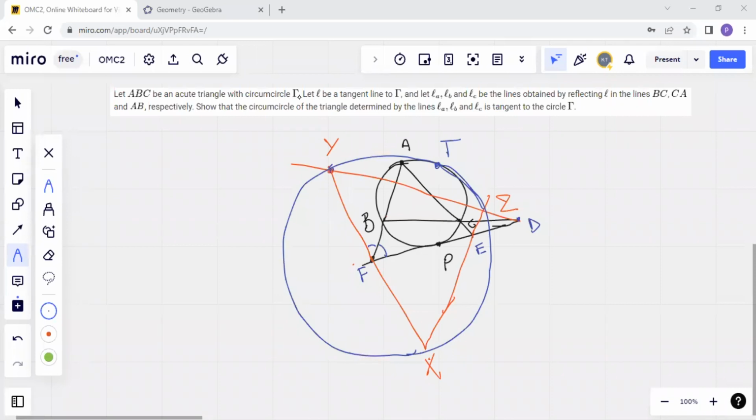Okay, I'll give a hint. AF bisects the external angle YFE, and AE also bisects the external angle ZEF. So in triangle XFE, AF is an external angle bisector and AE is also an external angle bisector. So you must have that AX also bisects angle FXE, or angle YXZ.